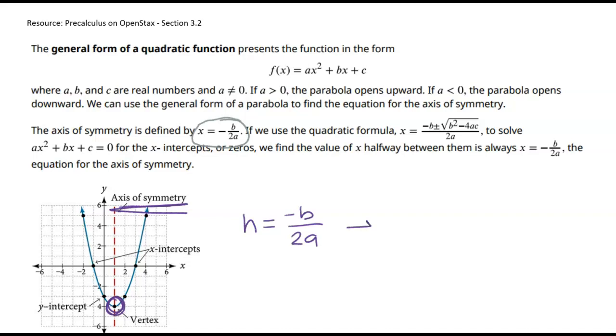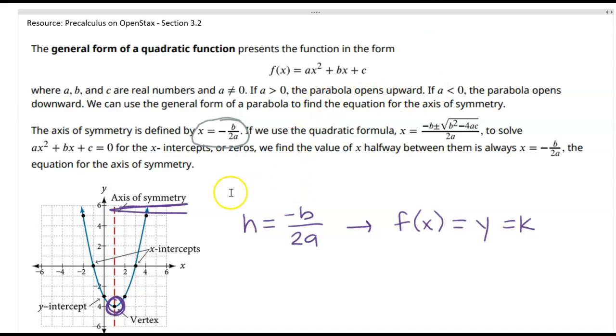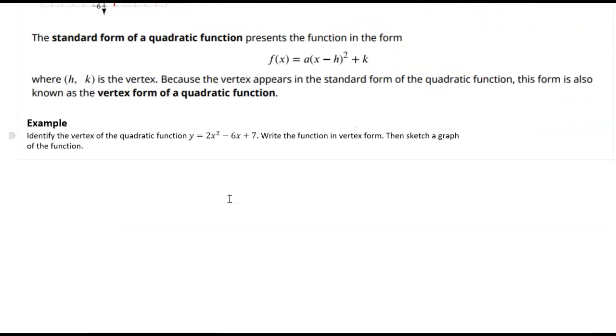And then we can plug this into f of x to find the y value or the k value for your vertex. Once we have done that, you can then plug into standard form or vertex form, and then you have written a general form in the vertex or standard form. Let's look at an example. Identify the vertex of this quadratic, write in vertex form, and then sketch a graph.